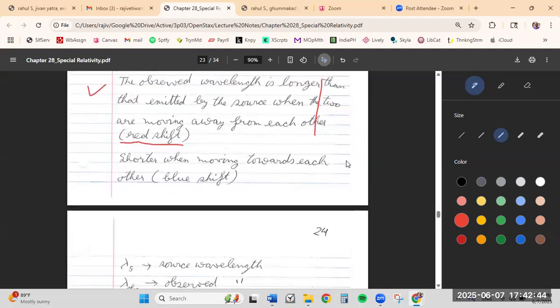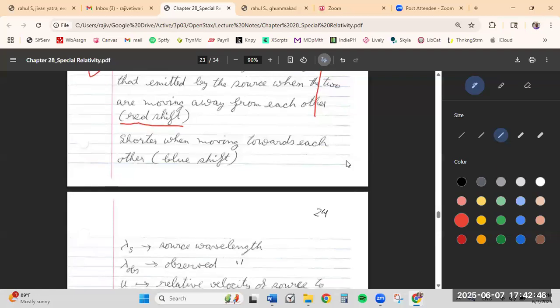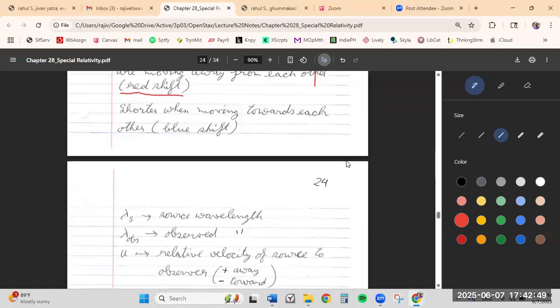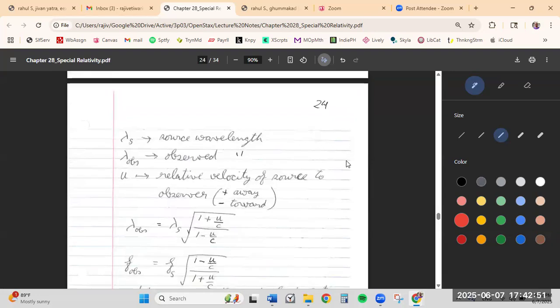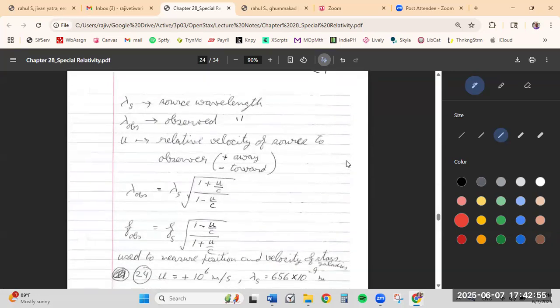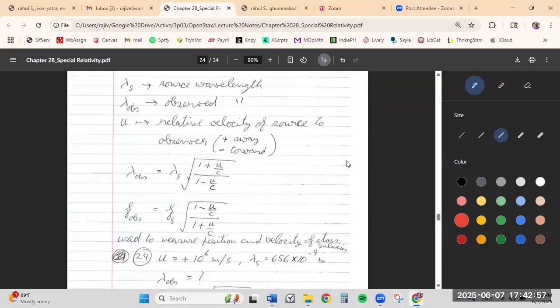Now, the idea of Doppler shift existed in classical physics also, but the equations for that are somewhat different in special relativity. And these are the equations that we use to figure out the observed frequency and wavelength. In these equations, lambda s is the source wavelength, meaning the wavelength you will observe if you were at rest with respect to the source.